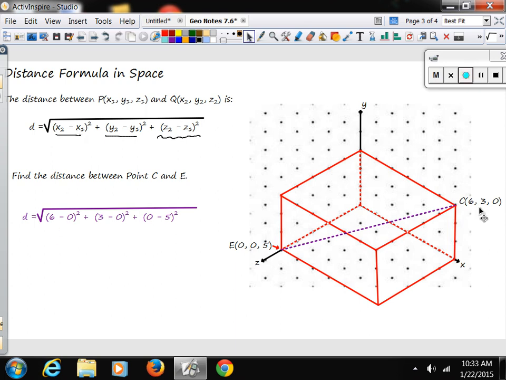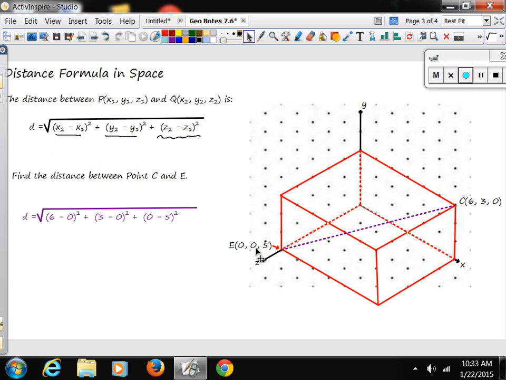And then 3 was my y2 number. 0 was my y1 number. So I did 3 minus 0 right here. And then 0 here was my z2, and 5 was my z1. So I did 0 minus 5 and got my third point, third parenthesis.